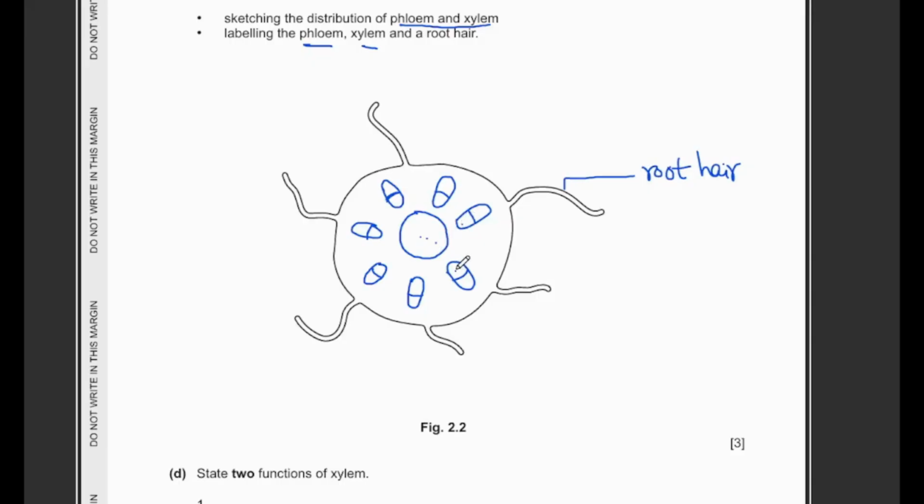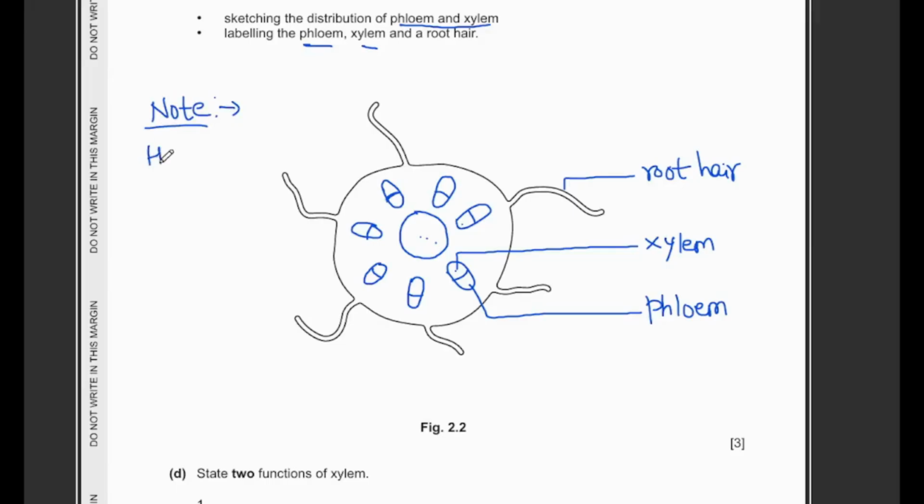No arrows, and this is how you write. Label the image: xylem, and the outward direction is basically the phloem. I hope you got it now. We are not doing any shading work, so for such kind of answers, please remember this very important thing. Use only an HB pencil, and label only with pencil.